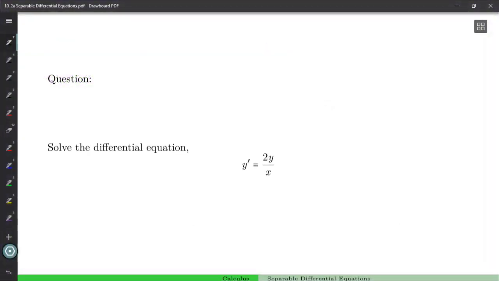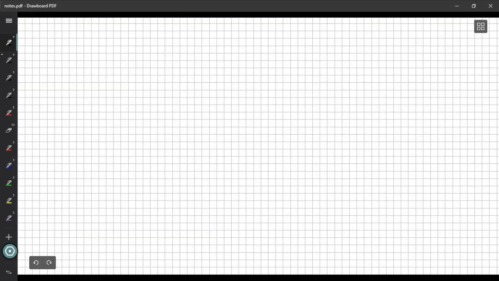Solve the differential equation y prime is equal to 2y over x. Okay, so it looks separable. We should probably figure out what our functions in x and y are. So the derivative, y prime, but I'm going to write it as dy by dx, is 2y over x.